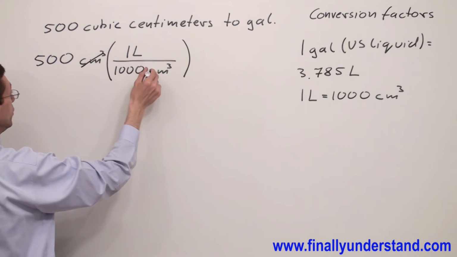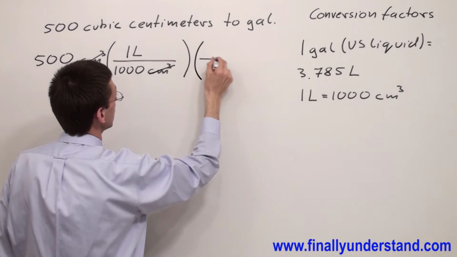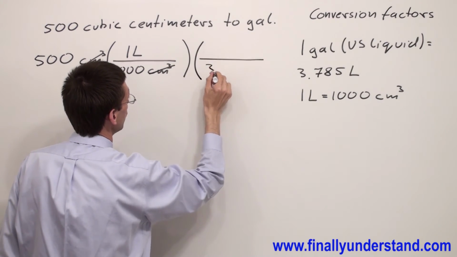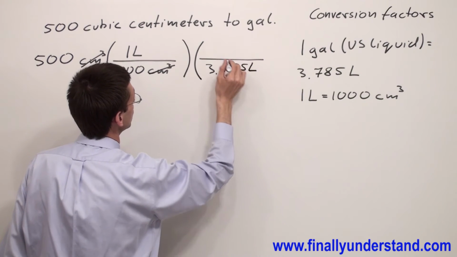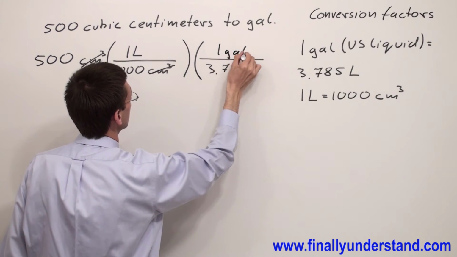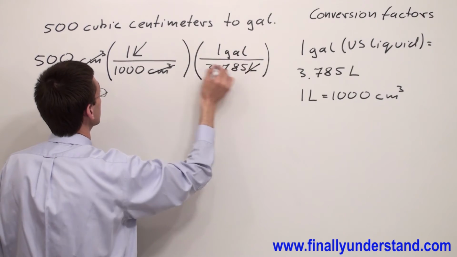Cubic centimeter and cubic centimeter will cancel out, and 3.785 liters is equal to 1 gallon. Liter and liter will cancel out.